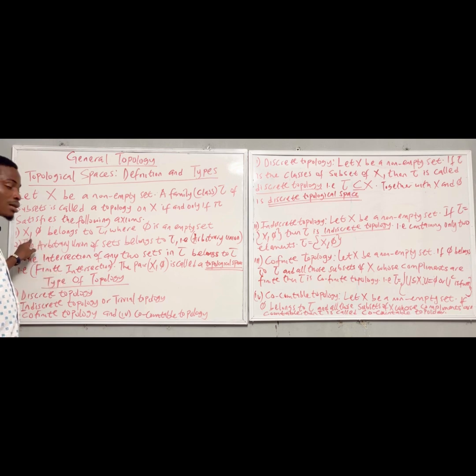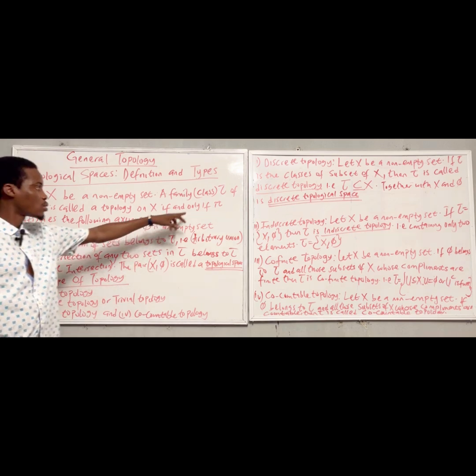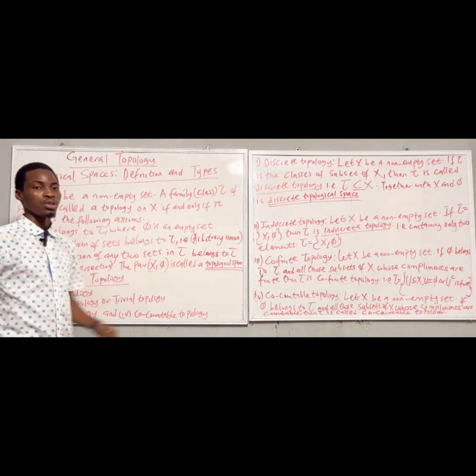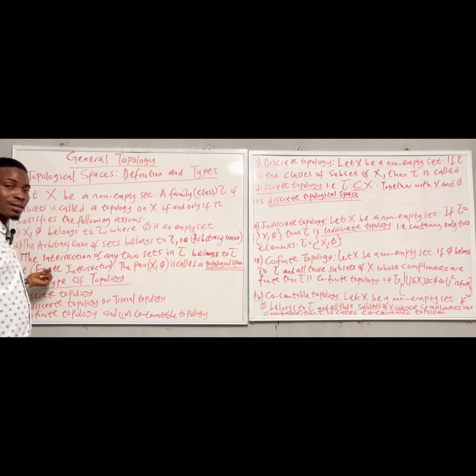One is X and the empty set belong to Top, where phi is the empty set. This symbol is the empty set, which we call phi. Then two is the arbitrary union of sets belonging to Top is a member of what? That is, the arbitrary union of any sets that are in Top belongs to what? Top. Top is the symbol for what? It is the symbol of topology. And the last condition is the intersection of any two sets in Top belongs to Top.